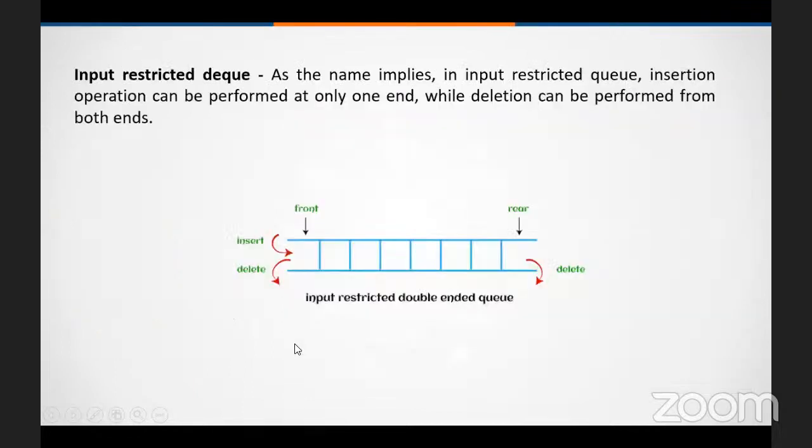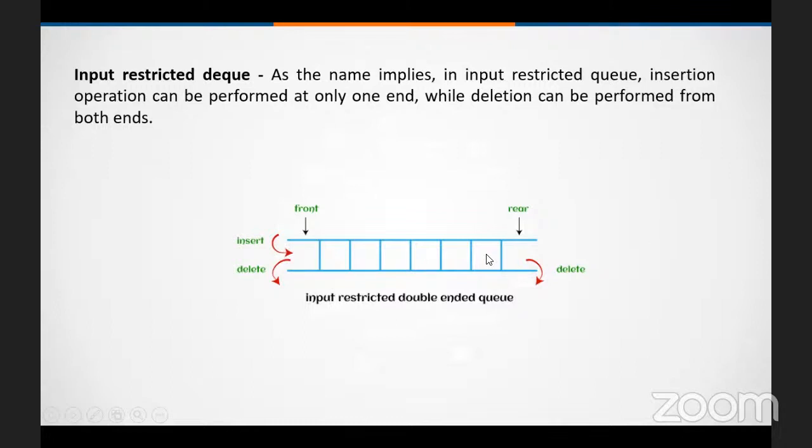And again in this, there are two submodels. One is the input restricted double-ended queue. Input restricted, that means what? That means the insertion operation can be performed at only one end. See, if you observe in this diagram, insertion will be at only one end. Why? Because it is input restricted. I don't want two ends. Input will be restricted to only one end. But deletion I can do both ways. Since I have restricted input, I'll do it only at the front end. I don't want it at the rear end.